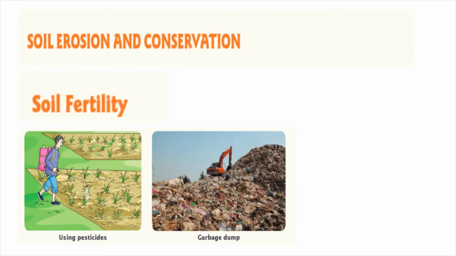Then we have seen soil erosion and soil conservation. There are many factors like water, wind and barren land which cause soil erosion. To stop soil erosion we need to grow more trees. Soil conservation is very important to protect our topmost layer, the topsoil, because it is the most fertile layer and important for plants to grow.